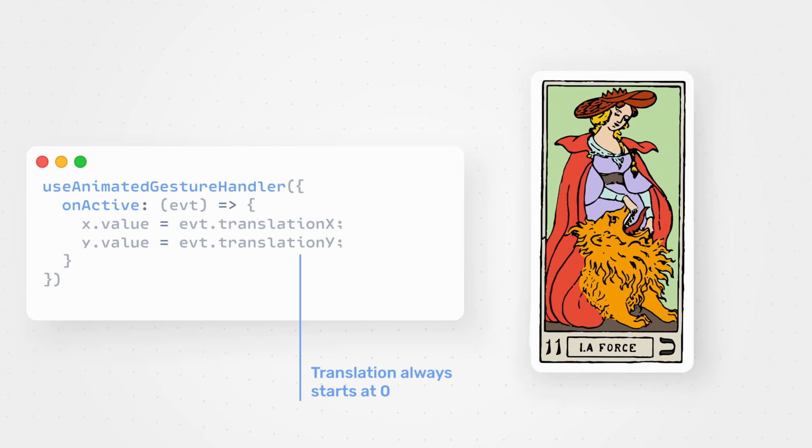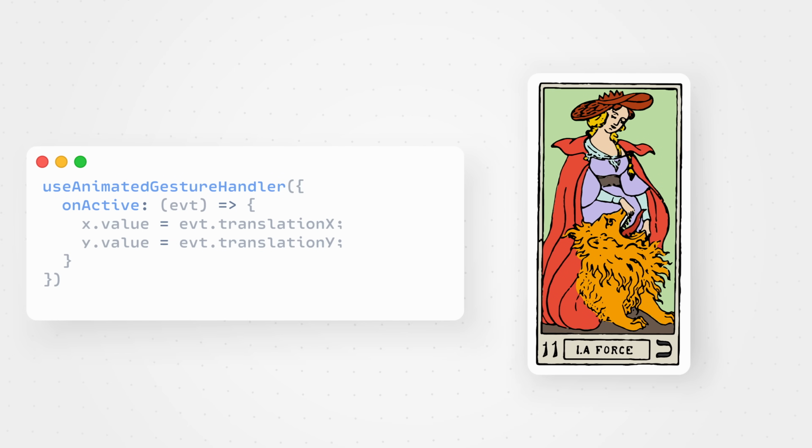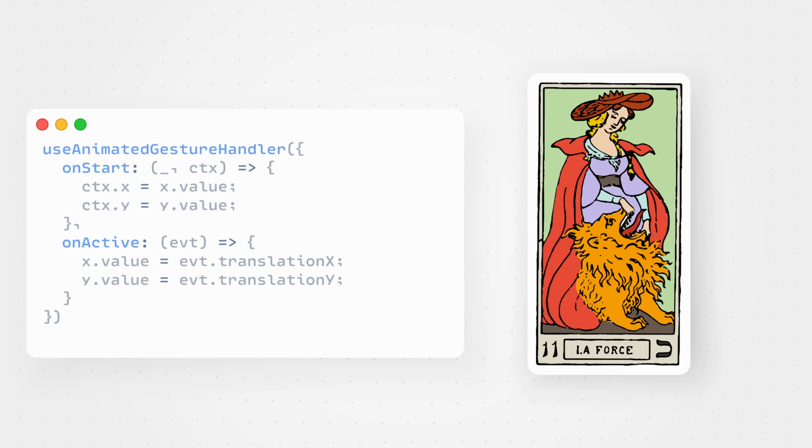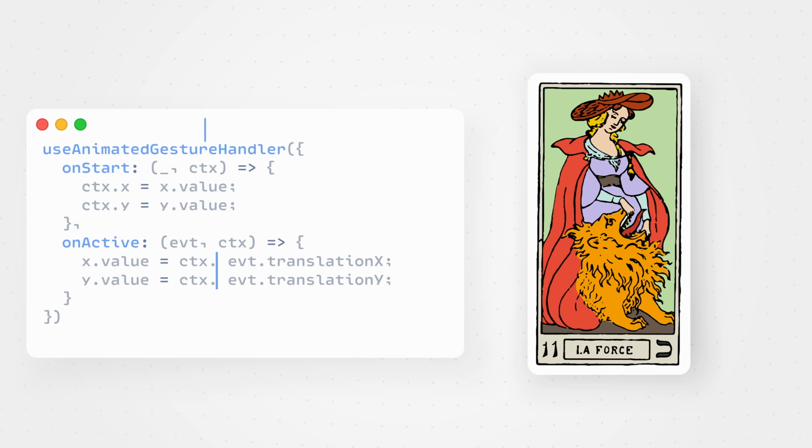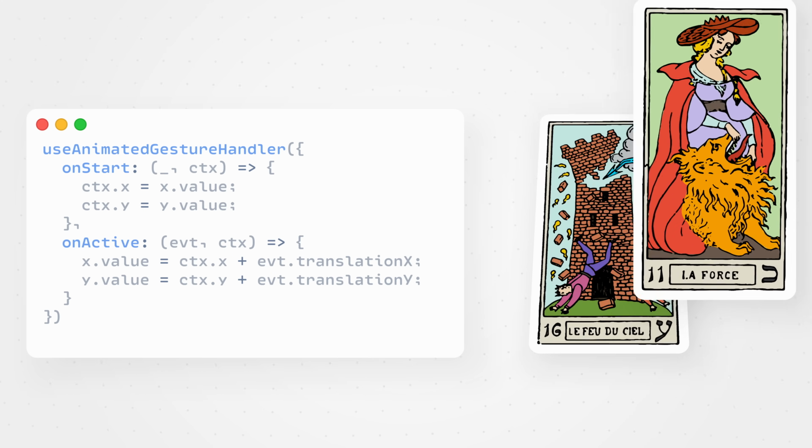For that, when the gesture starts, we store the x and y value into the context object. The goal of the context object is to provide a state that is available across different states of the gesture: on start, on active, on end, and so on. Now that we remember the position, we simply add it to the translation values. And now our cards should translate nicely.